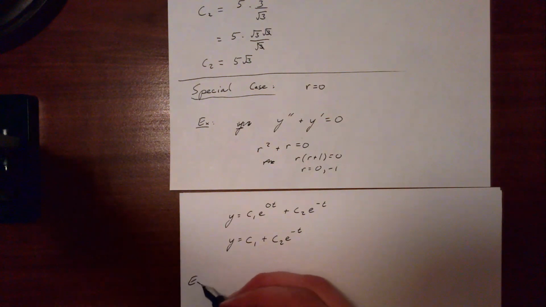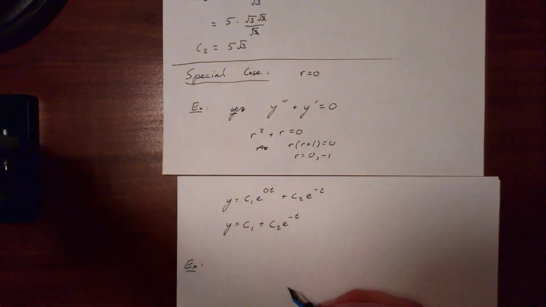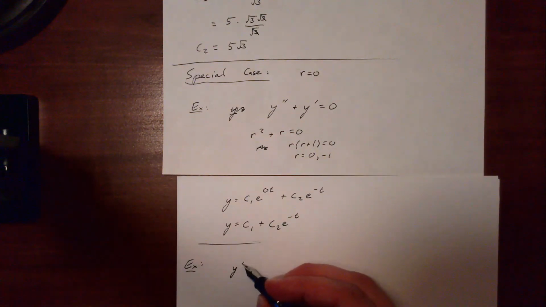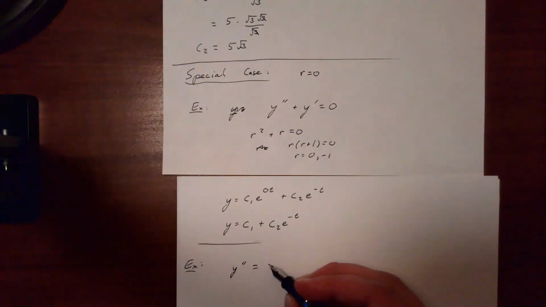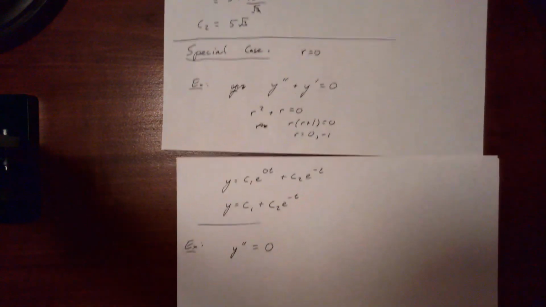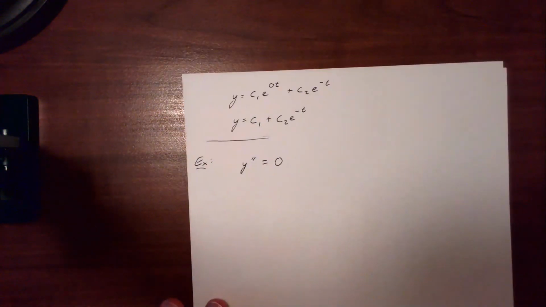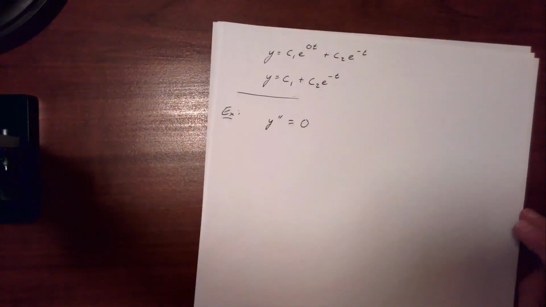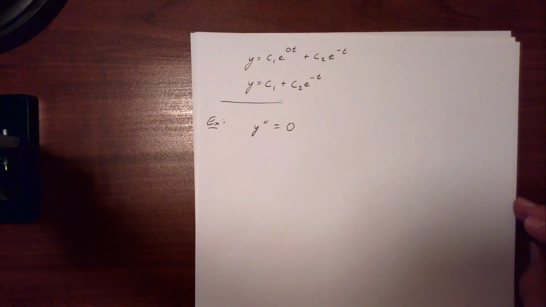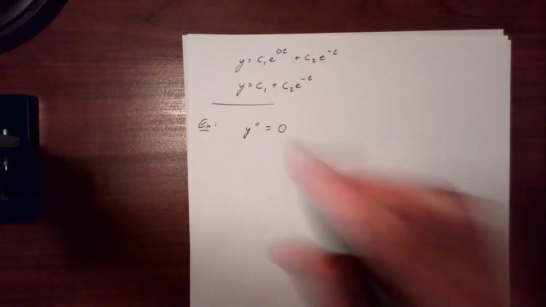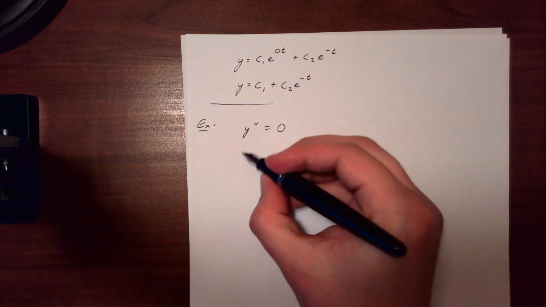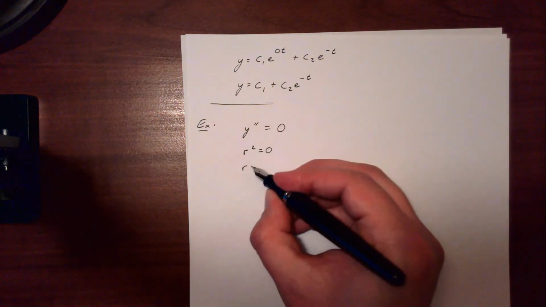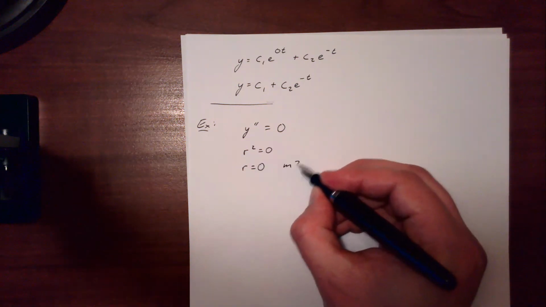And as another example of something like this, let's say we had y double prime just equals 0 by itself. So we have second derivative of y constantly equal to 0. You may already have some ideas about what sorts of functions are capable of satisfying this, but let's just see where our same old methods will take us. So then this means r squared equals 0, which means that r equals 0 multiplicity 2.